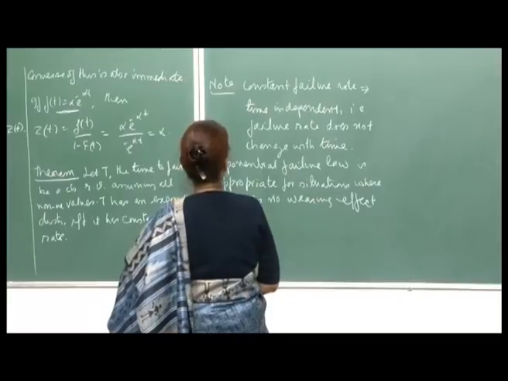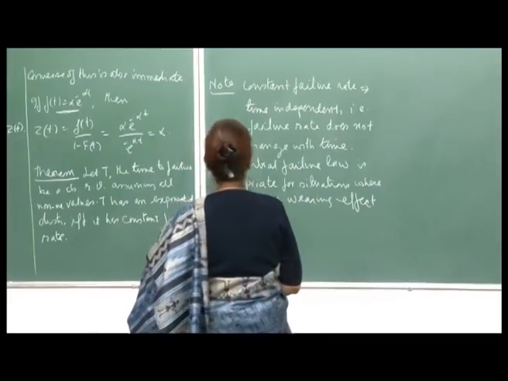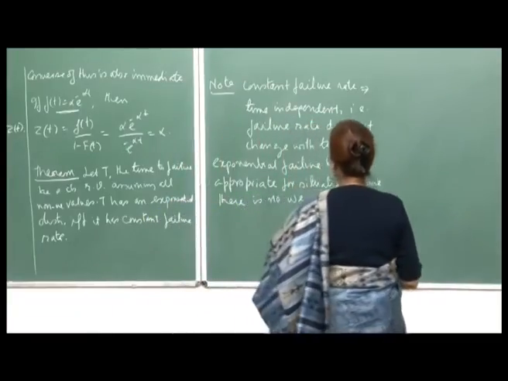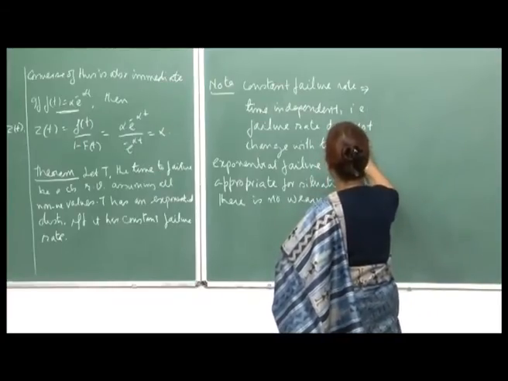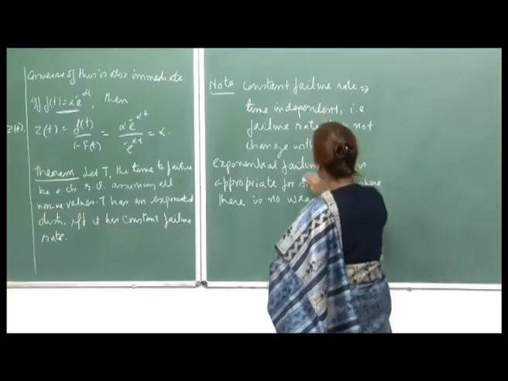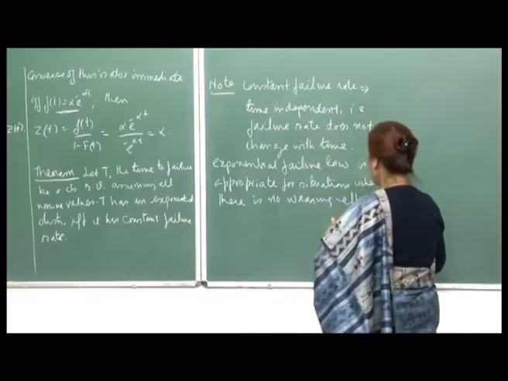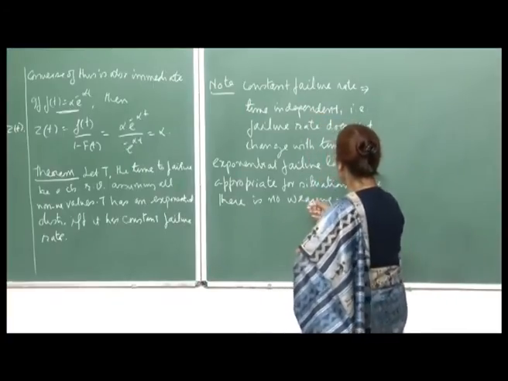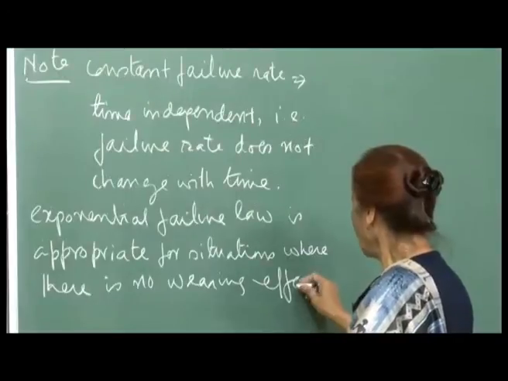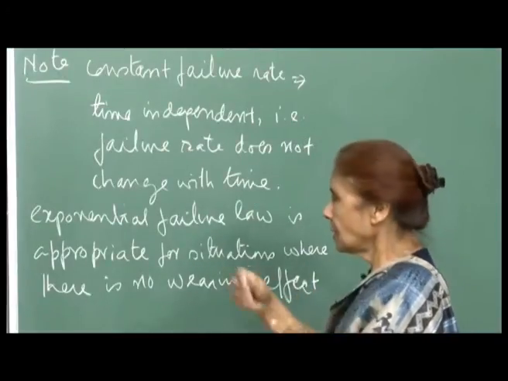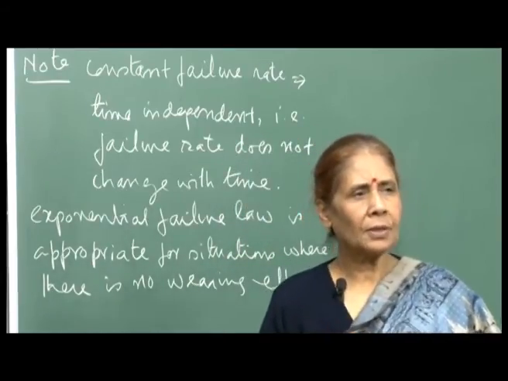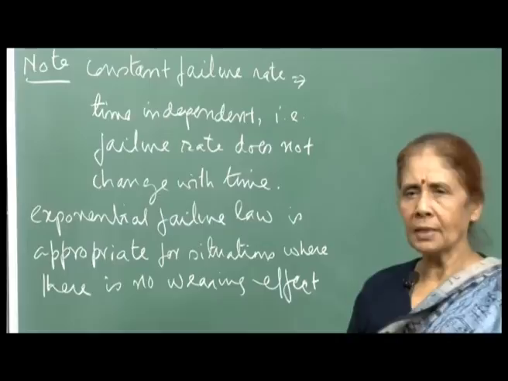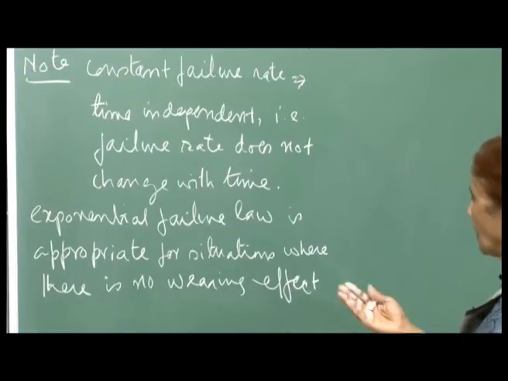Constant failure rate implies that it is time independent, right. The failure rate does not change with time. So, this will be appropriate for situations where there is no varying effect. That means no matter how long the component has been working, it has no bearing on the failure of the component; it will only be some external cause.